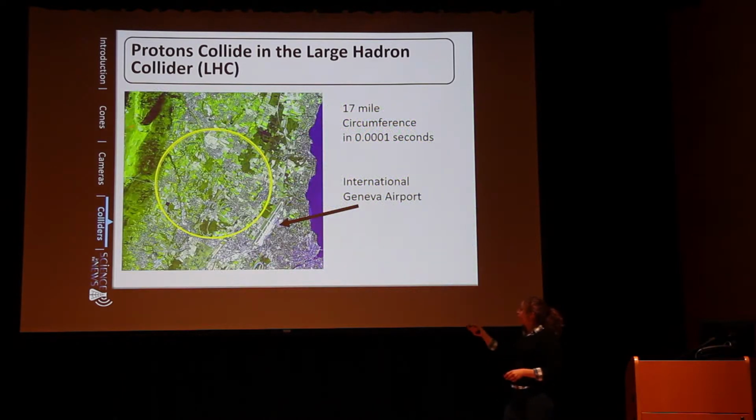So the yellow circle on the map is indicating where the tunnel is located underground. Notice how huge it is, as you can see this International Geneva Airport in the image, which pales in comparison to the size of the collider, which is 17 miles around. So that means every time the protons go zooming around the Large Hadron Collider, they travel 17 miles. But remember, they're traveling at close to the speed of light. So the trip only takes them 1/10,000th of a second.